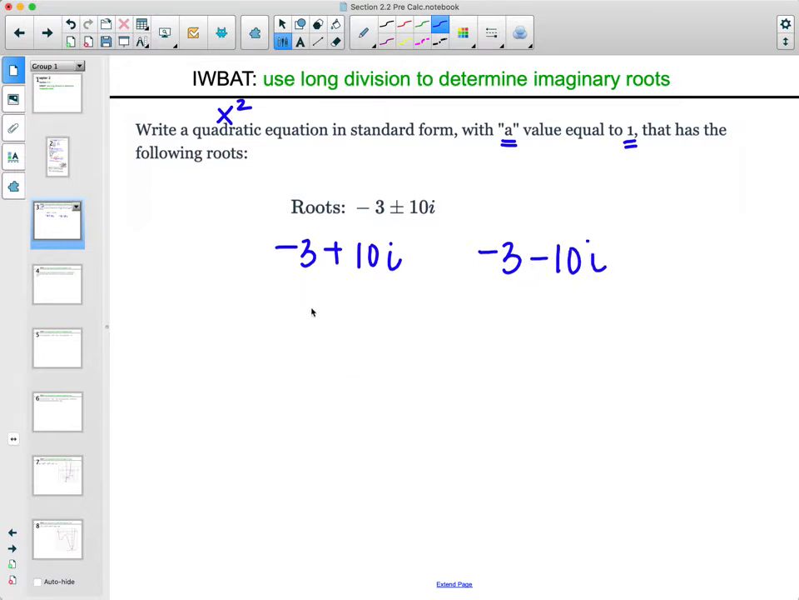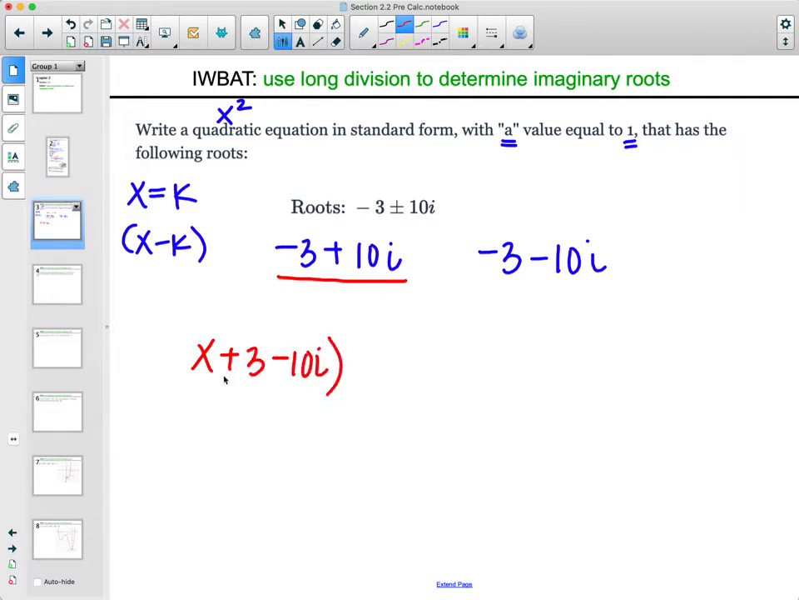Now remember, when these are the zeros, if the zero is x equals k, then the factor is x minus k, because you're going to bring it over to the other side. So we're going to have to subtract these over to the x, or do the opposite of them. So this first factor here is going to be x plus 3 minus 10i. Okay, so we're going to bring it over. And then this second factor here is going to be x plus 3 plus 10i. And then this is your polynomial in factored form.